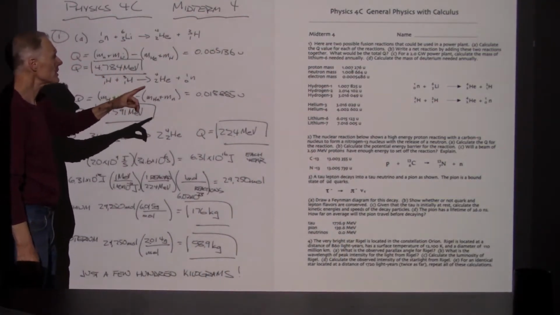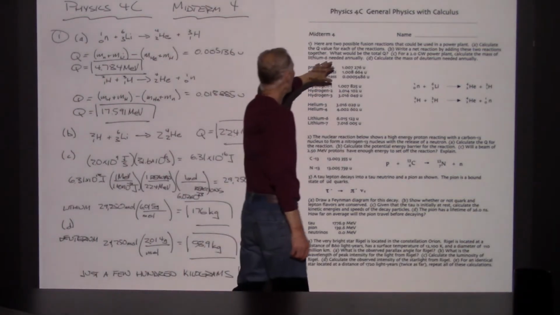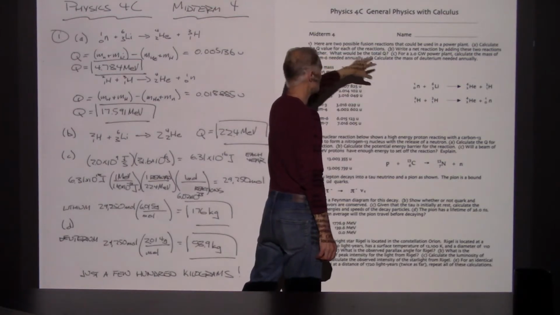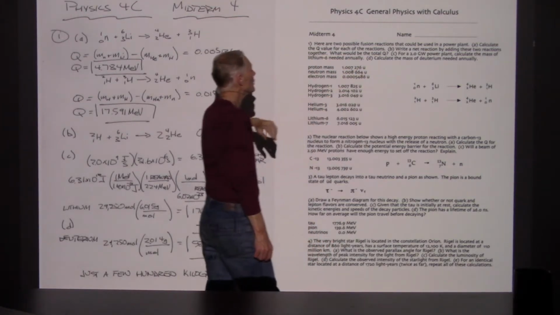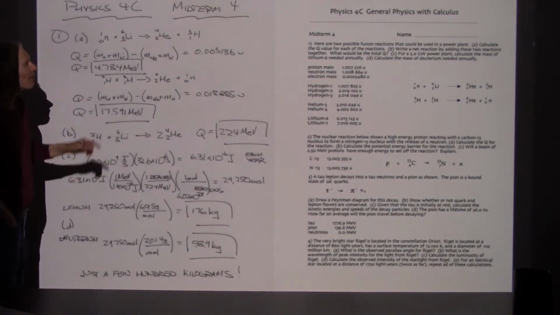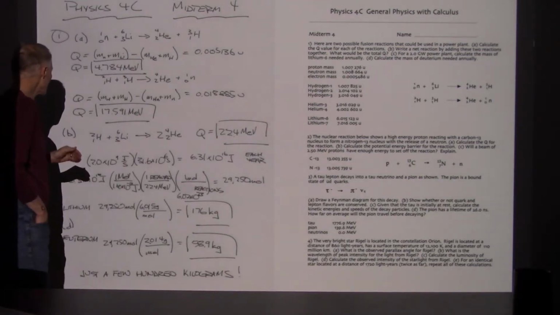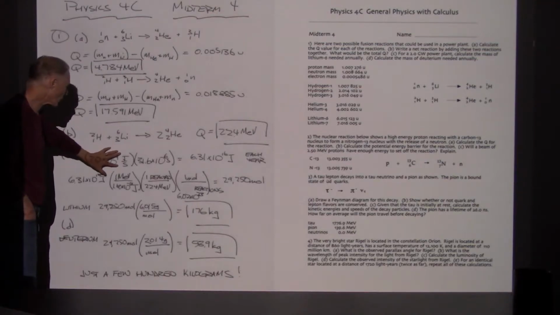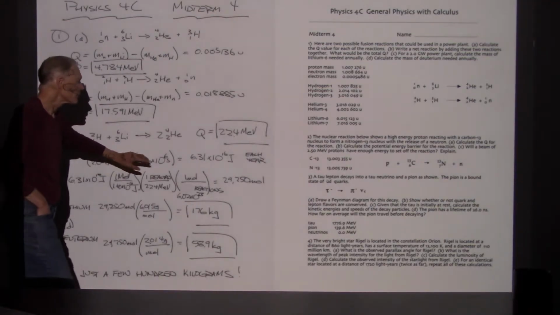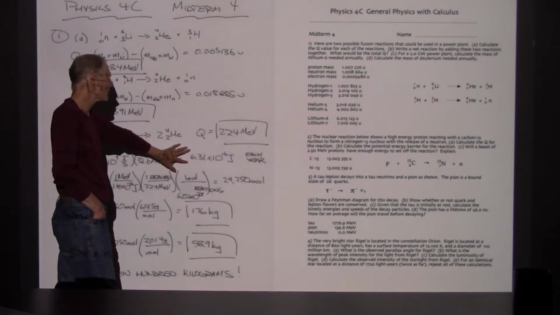Now in part C, it says, what if we did this in a power plant? How much lithium 6 would be needed? How much deuterium would be needed every year? So we're operating an enormous power plant. That's 2 gigawatts, so that's 2,000 megawatts. That's a pretty good sized nuclear power plant. So if we took that amount of power and multiplied it by an entire year, each year this power plant puts out 6.3 times 10 to the 16th joules of energy.